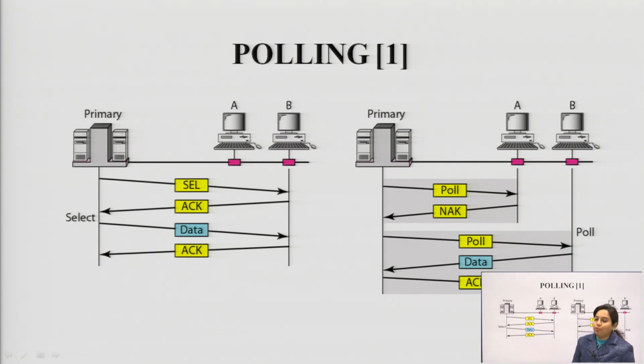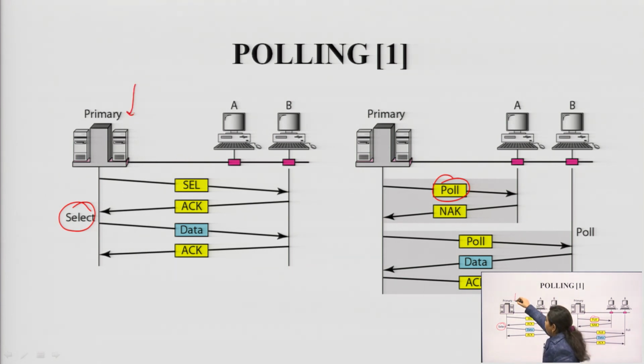Now, next one is polling. What is polling? Polling means you have to ask the receiver that I want to transmit the data, are you ready to receive the data or not. So, that is the basic concept behind polling. Now, there are 2 types of messages, the first one is the select message, and the second one is the poll message. Both different cases are discussed in this polling.